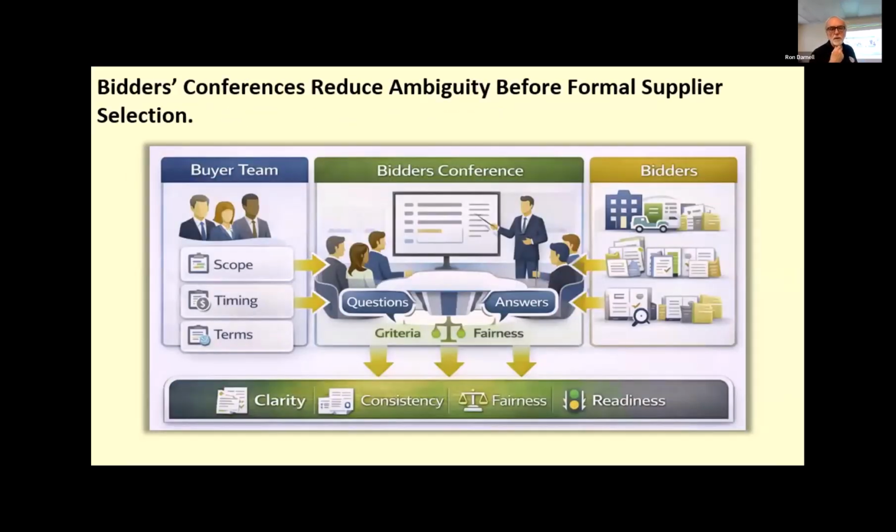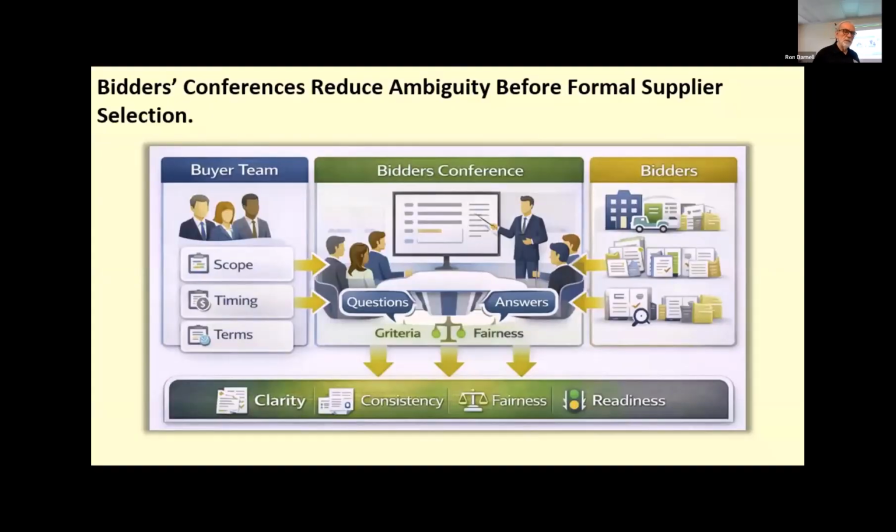Bidders conferences reduce ambiguity before formal supplier selection. A bidders conference is a special type of vendor solicitation. It's sometimes called a pre-bid or pre-proposal conference. They're structured meetings held after the solicitation documents are issued and before proposals are submitted. The purpose is to clarify requirements, timing, constraints, and contract expectations so that all prospective sellers are working from the same understanding. This supports fairness and improves proposal quality because questions are addressed and controlled in a transparent setting.